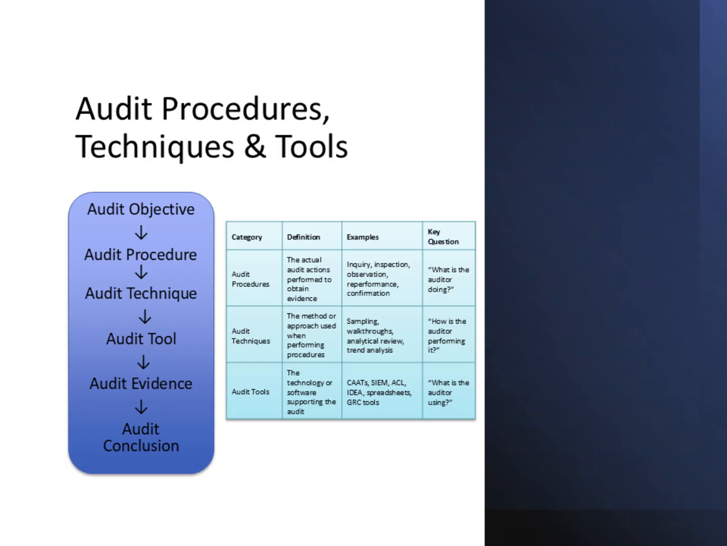Next are audit techniques. These are the approaches used when carrying out procedures, including sampling, walkthroughs, analytical review, and trend analysis. Audit tools then support the process by improving efficiency and helping auditors analyze larger volumes of information. Examples include CAATs, SIEM platforms, spreadsheets, and GRC tools. All of this contributes to audit evidence, which ultimately supports the final audit conclusion.